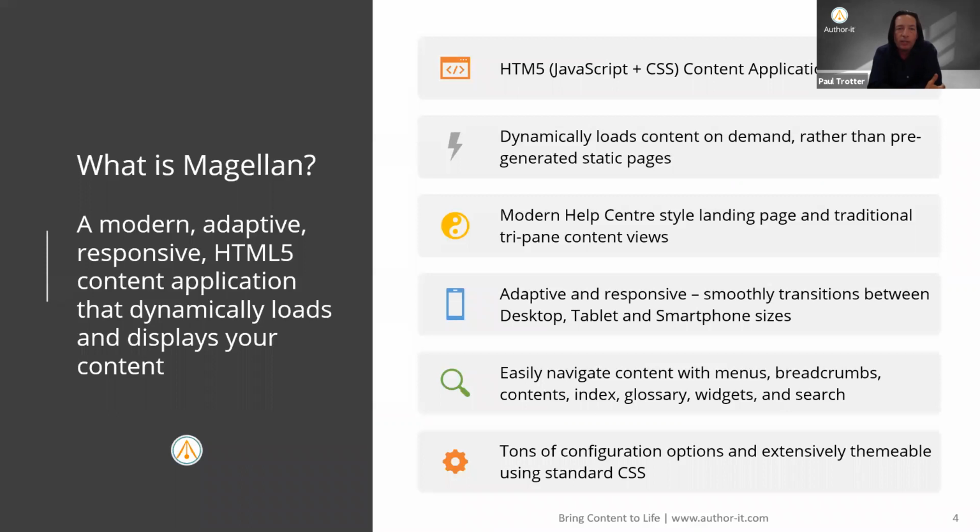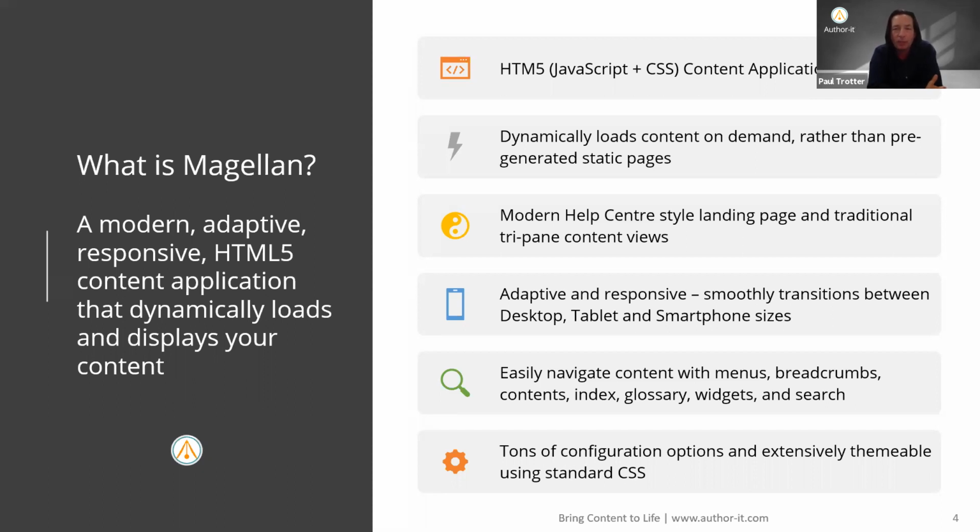Okay, so what is Magellan? And this is the same slide I've used in other presentations. So the big difference between Magellan and WebHelp is that Magellan is actually designed as an HTML5 application. So what's HTML5? It's a combination of JavaScript, CSS, and of course the latest HTML standard. And it's an application that dynamically loads content rather than having pre-generated HTML pages.